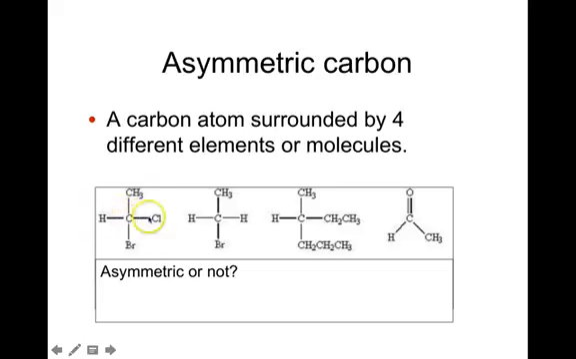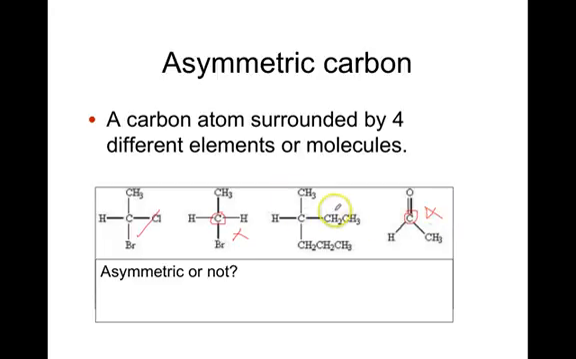Do you think this one is asymmetric? Yes. How about this one? Bromine, hydrogen, methyl, hydrogen again. So no, this one is not an asymmetric carbon. How about this one? It does not have 4. It has only 2 elements and 1 group of molecules. No, so it is not. This is not an asymmetric carbon.